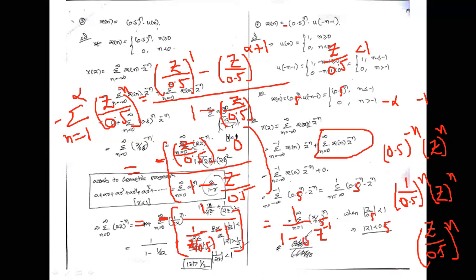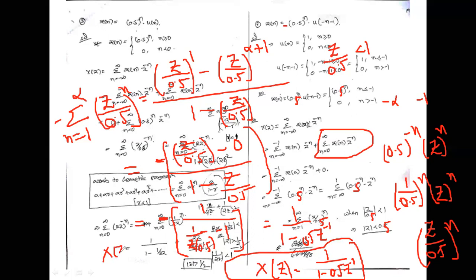It's the 0.5 z inverse. Okay. So same function, we got X(z) equal to 1 by 1 minus 0.5 z inverse. In the previous case, when we take (0.5)^n u(n), the value is the same. Here, see, X(z) is a function 1 by 1 minus 1 by 2 z inverse. Here also it's 1 by 1 minus 1 by 2 z inverse only.